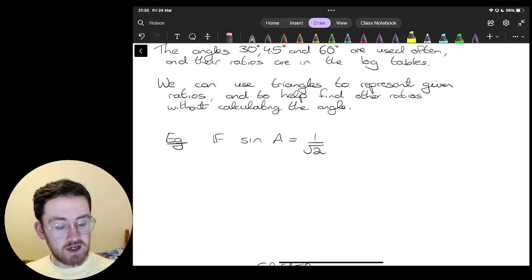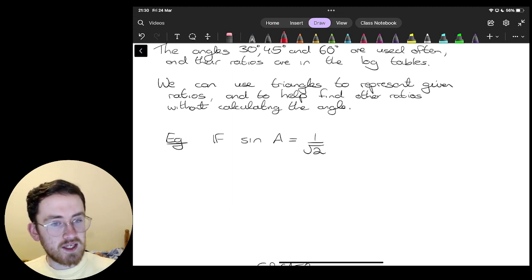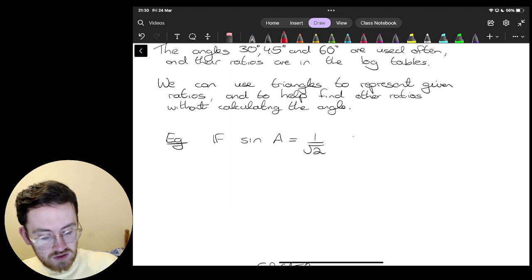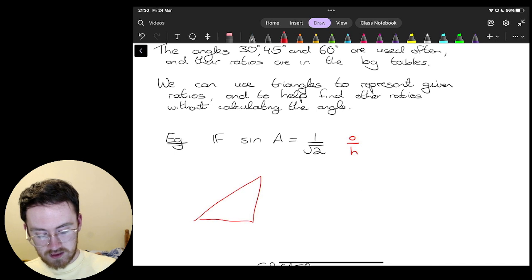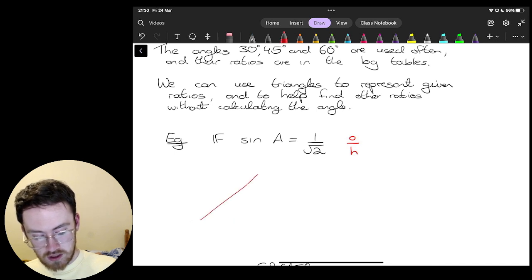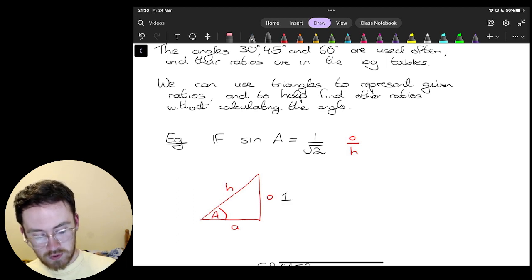So for example here, if I'm given sine of A, we have to think first, well, what is sine? And we've said that for a right angle triangle, sine is opposite over hypotenuse. So if I were to sketch a triangle where this is going to be my angle A, this would be my opposite, this would be my hypotenuse, this would be my adjacent, and I can fill in the numbers. So my opposite's going to be 1, my hypotenuse is √2.